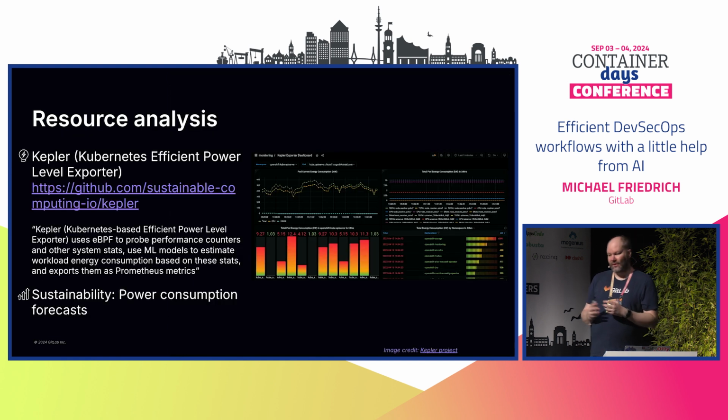Another example for AI, or in this specific regard, it's a little more machine learning. There's Kepler, which is the Kubernetes efficient power level exporter, to monitor and observe the power consumption in Kubernetes clusters. And it also uses machine learning models to do estimates and forecasts on the power consumption, which is also, I think, a great use case for AI and ML.